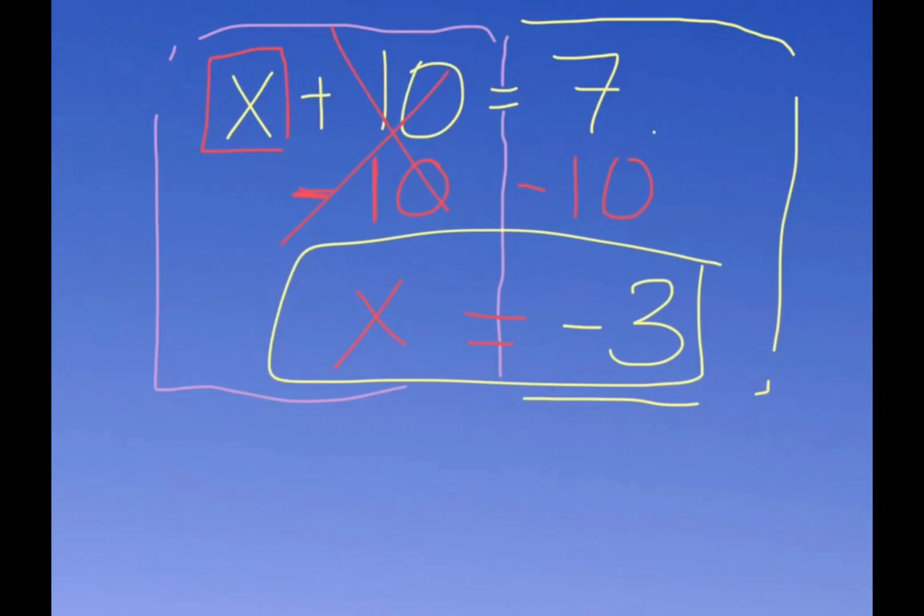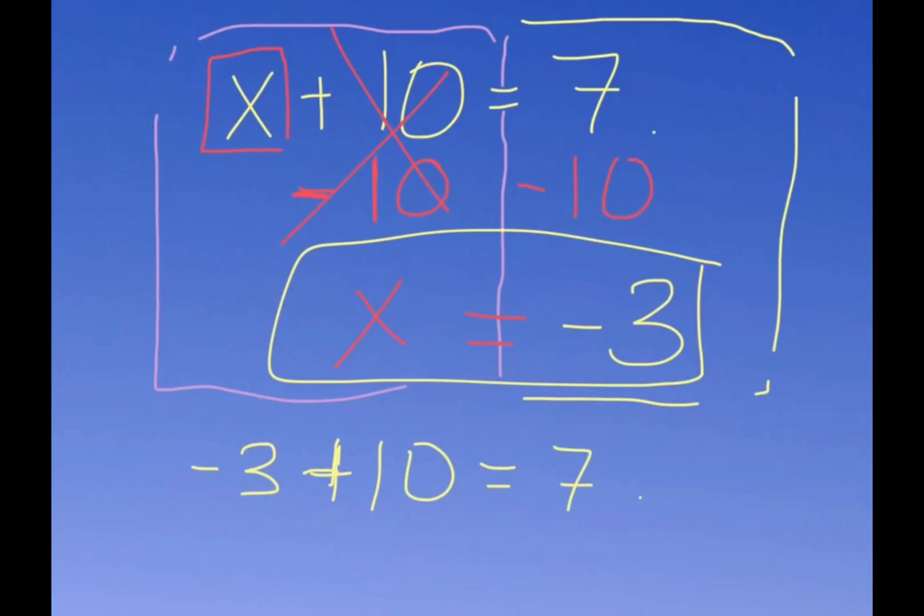And then you can also quickly check your answer. If we replace x in the original equation with negative 3, you would get negative 3 plus 10. And if you figure that out, you see that you do get an answer of 7, so we know we calculated that right.